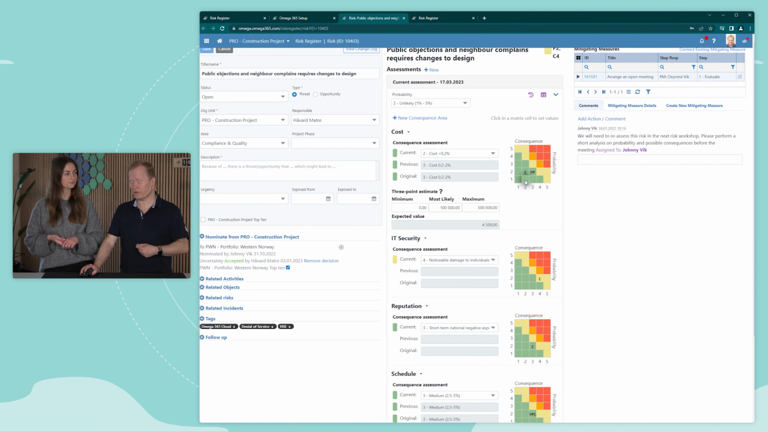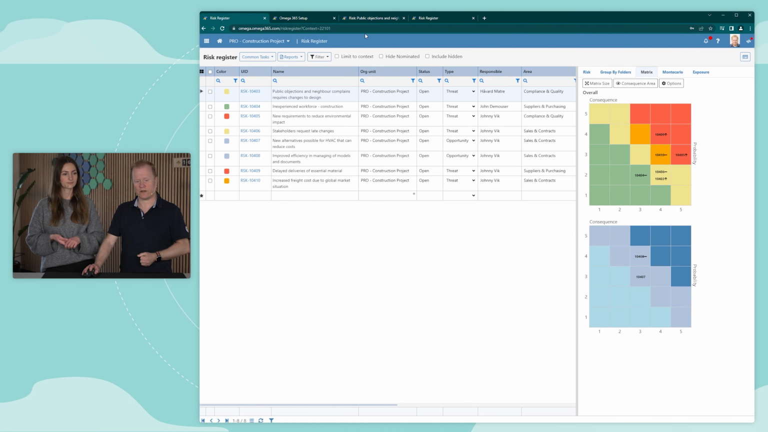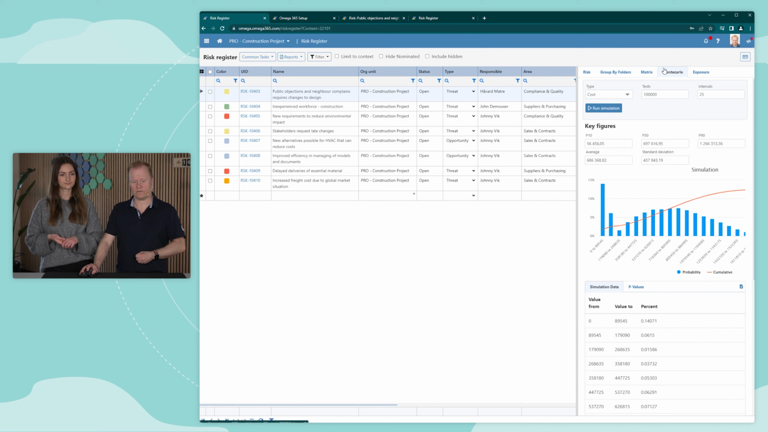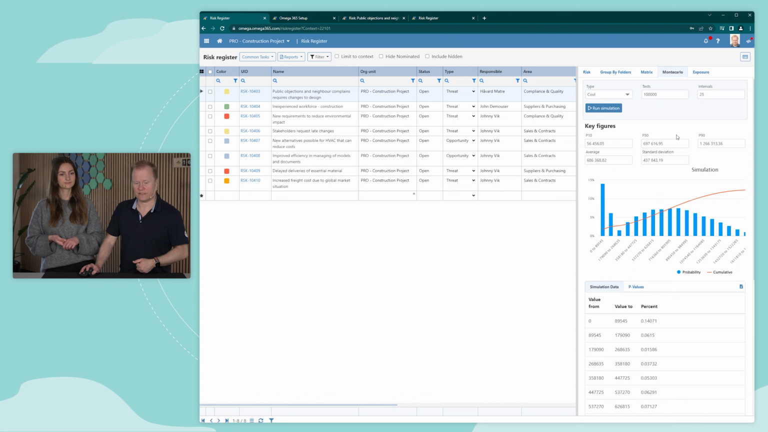If it's a cost or schedule consequence, something that can be measured, it is also possible to use a 3-point estimate, saying minimum, most likely, and maximum value, and the system will calculate the expected value. This information can also be utilized for performing Monte Carlo simulation. So over here you will see that we can run simulation, and the system will calculate P10, P50, and P90 estimates for the risks that one has simulated.